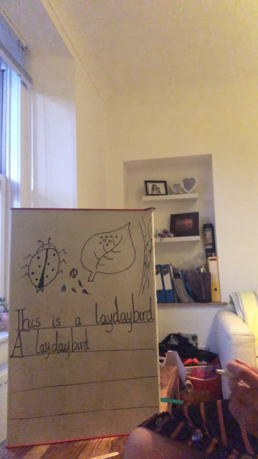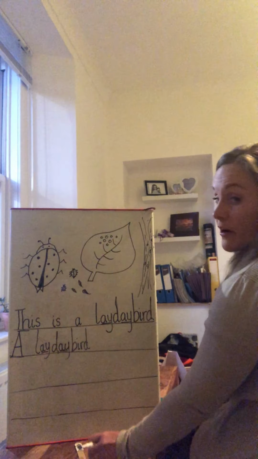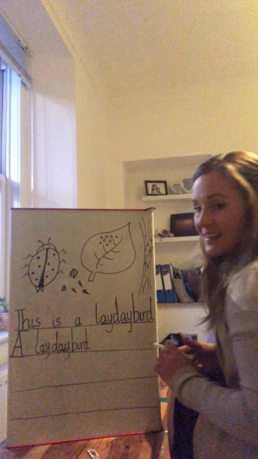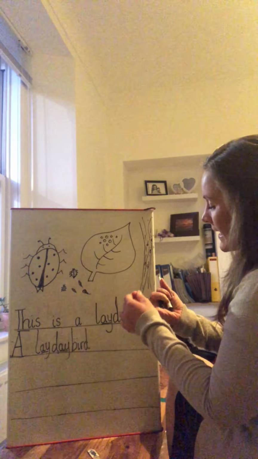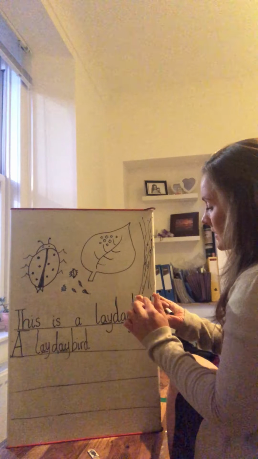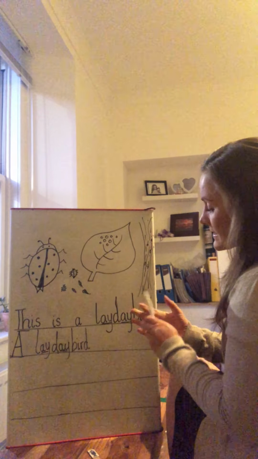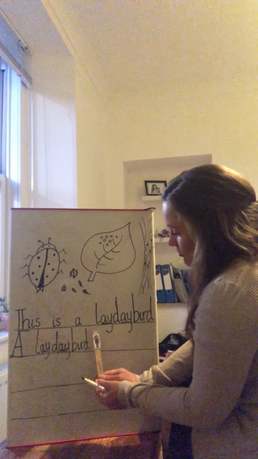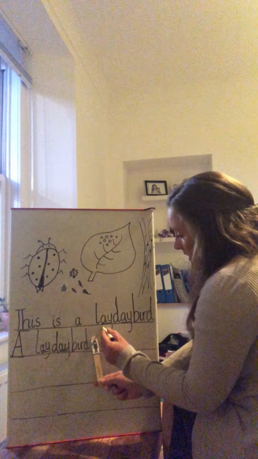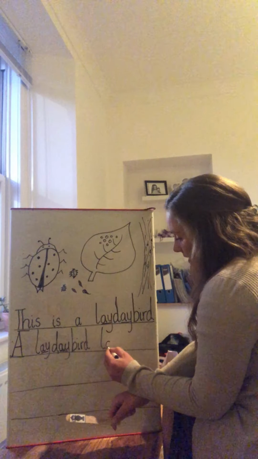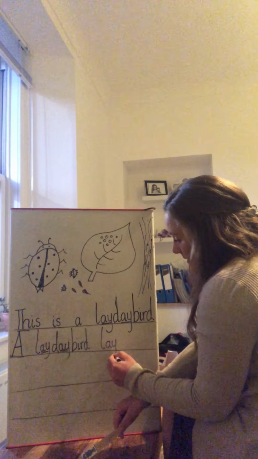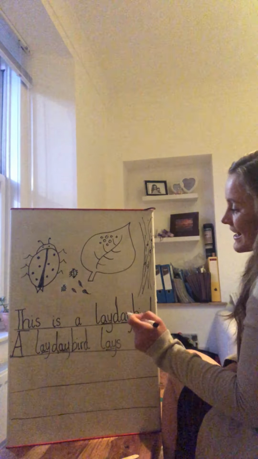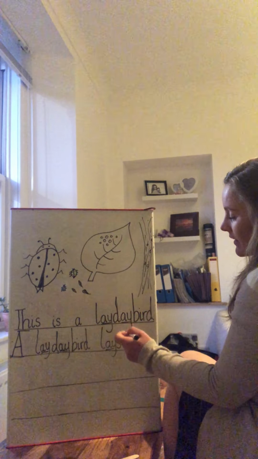A ladybird, and then I need another finger space. A ladybird lays. L, A, Y, S. Lays. So that's 3 sounds I hear. So my finger space. L, A, S. Lays. A ladybird lays.